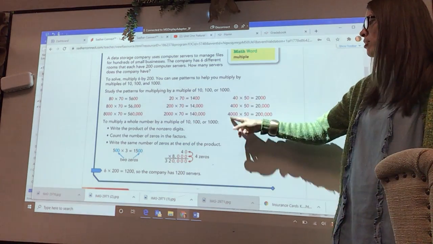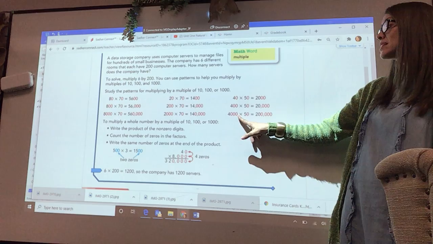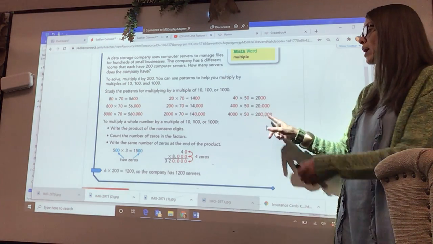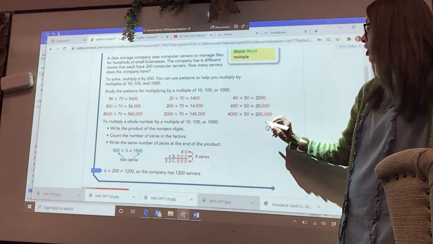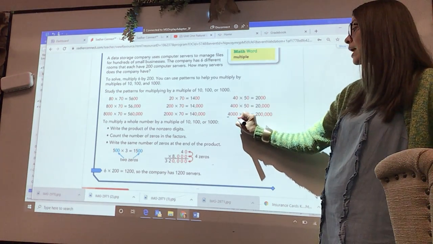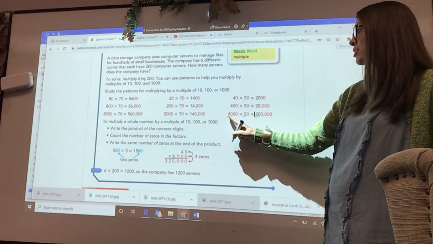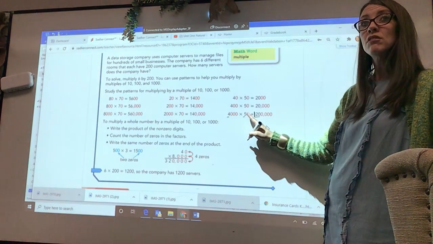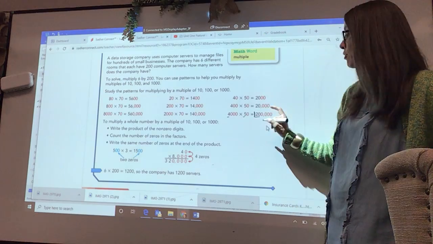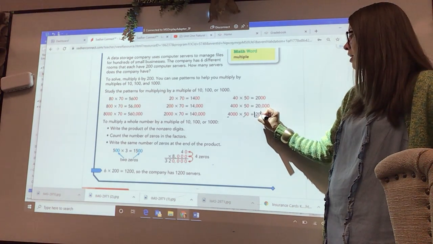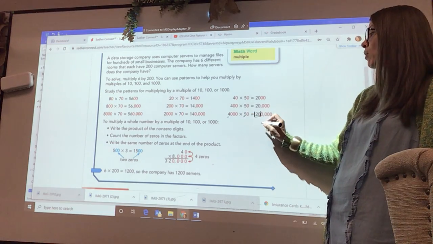I don't even need to go through all these. Look over here. 4,000 times 50. Well, ignore the zeros. Just take 4 times 5 is 20. This gets tricky. The answer to 4 times 5, look at it. It's 20. You're going to add how many zeros? 4. You're adding 4 zeros. Does this zero count? No, this zero was part of the product. You have to add 4 more.